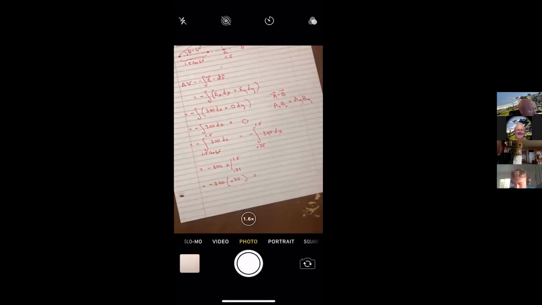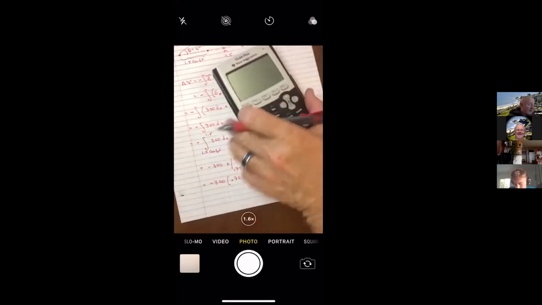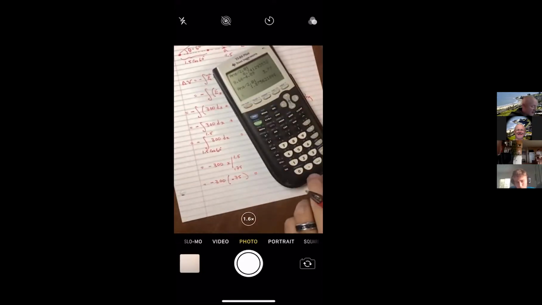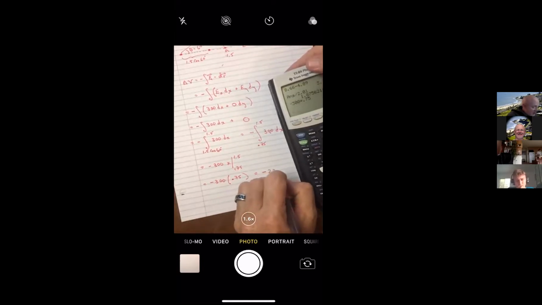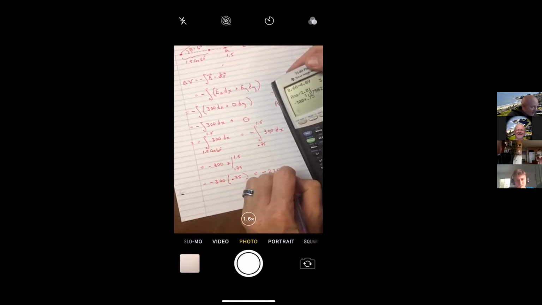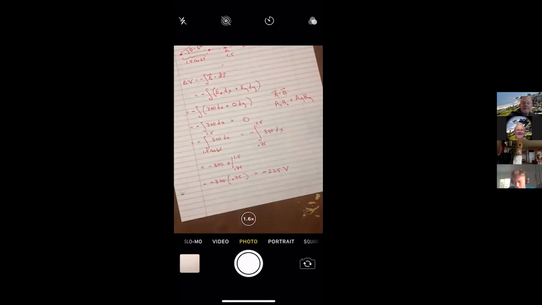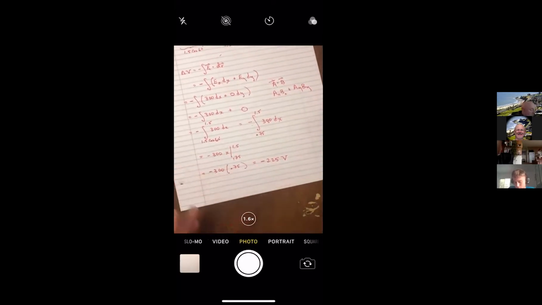All right, so now I'll grab my calculator. So negative 300 times 0.75 gives me a negative 225 volts. So there's the change in potential.